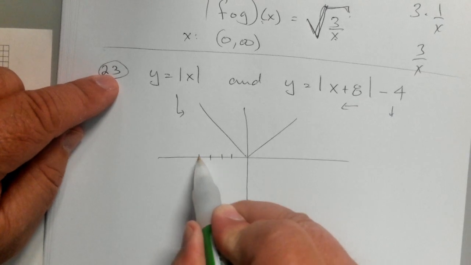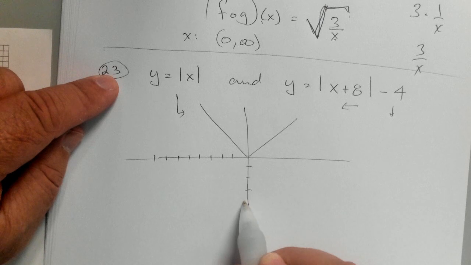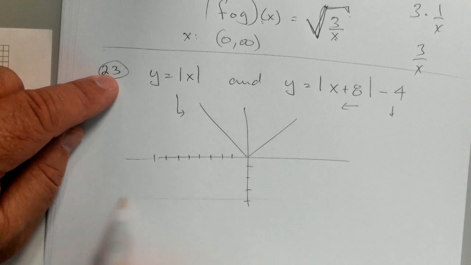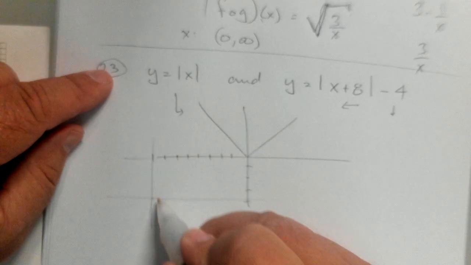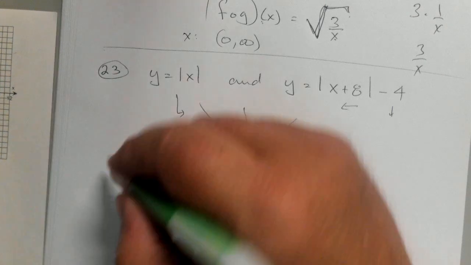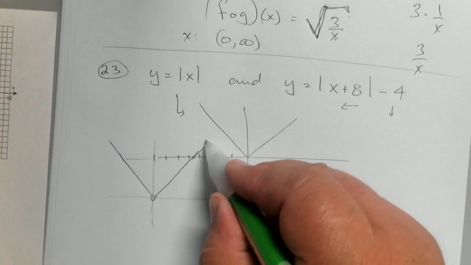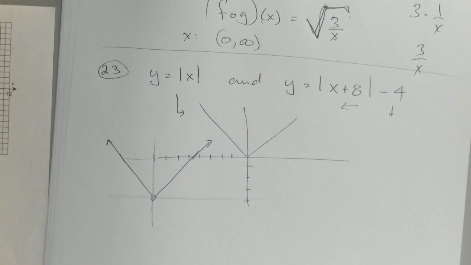1, 2, 3, 4, 5, 6, 7, 8. 1, 2, 3, 4. So at this junction, we have our new origin. And since it didn't rotate, that's all we have. So there's our second graph. So it shifted to the left 8 units and shifted down 4 units.